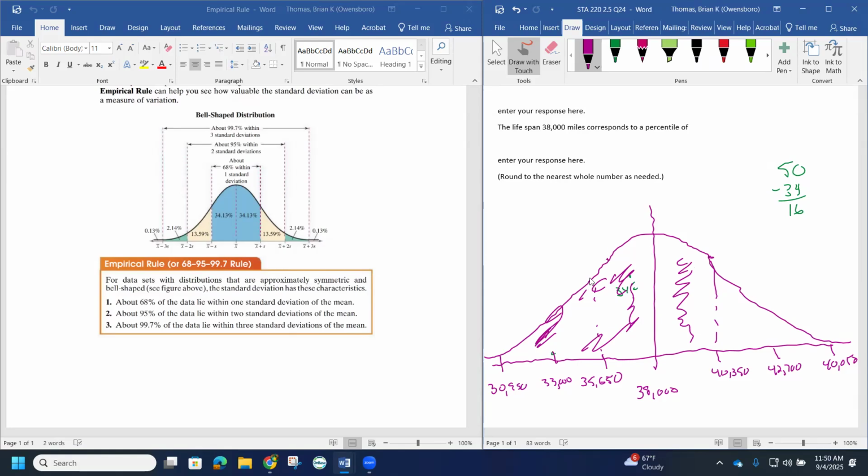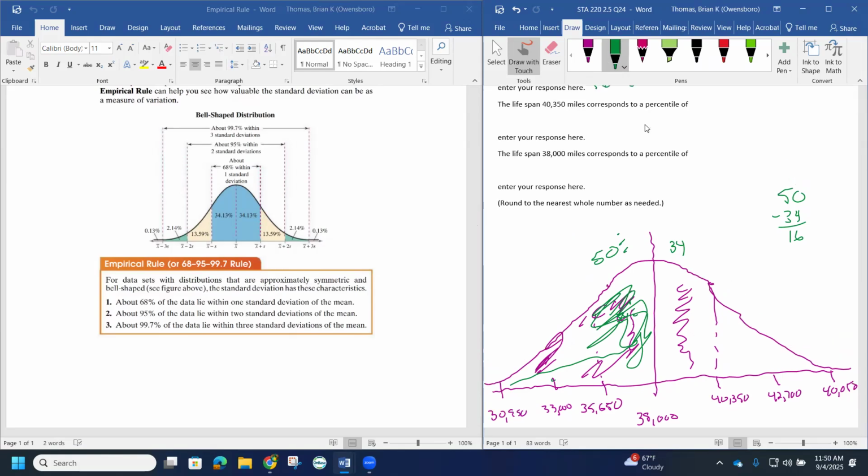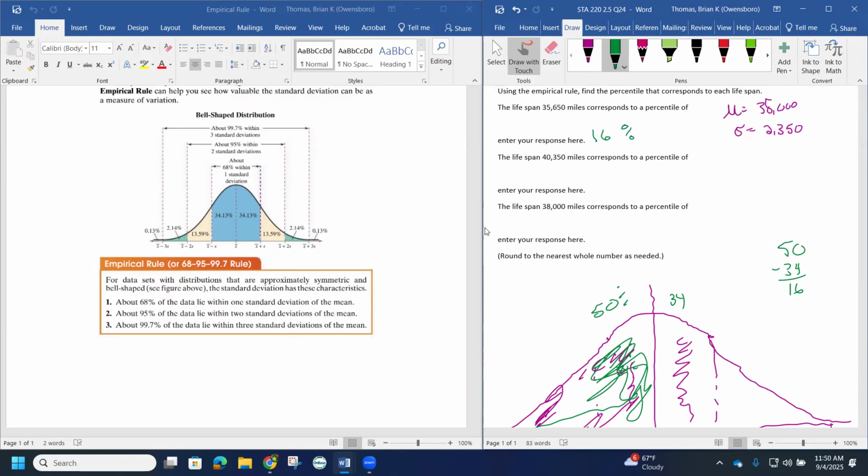Now notice that from the left up to 38,000, that's half of the data. So this is 50%. Notice that the 40,350 is only one standard deviation from the mean. So based on our empirical rule, 34% of our data is in one standard deviation over here. So if you have the 50 and the 34%, we're going to end up with 84% of your data at 40,350.